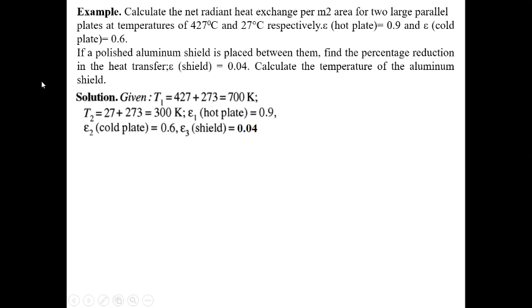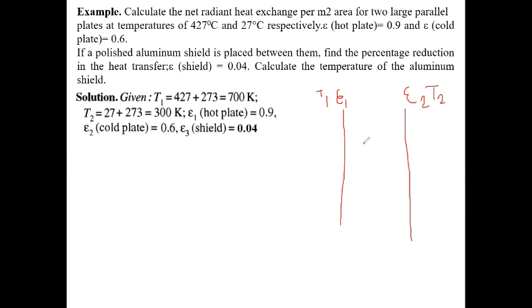Okay. So in this problem, suppose we consider there are two plates. Its emissivity will be epsilon 1, its emissivity will be epsilon 2, and this is T1 and this is T2, with T1 greater than T2. Here we consider T1 the hot plate and T2 the cold plate. Now first you have to calculate the net radiant heat.